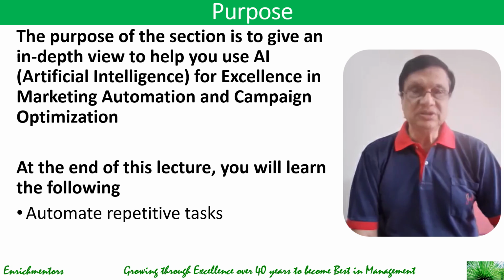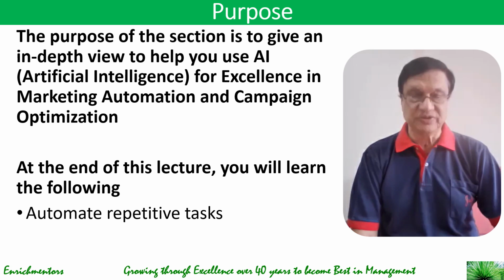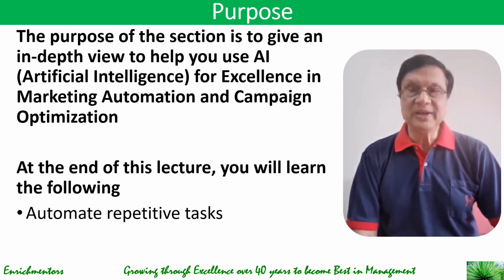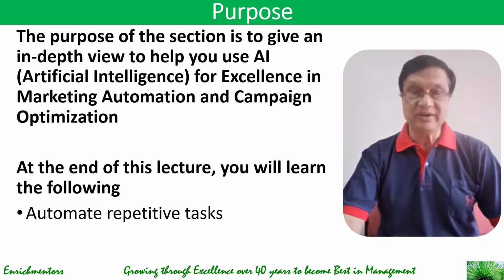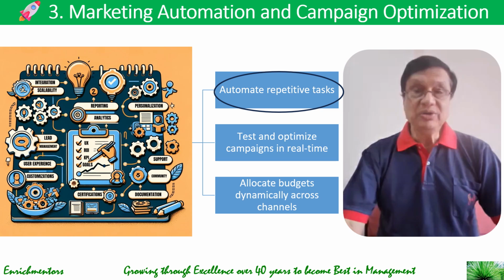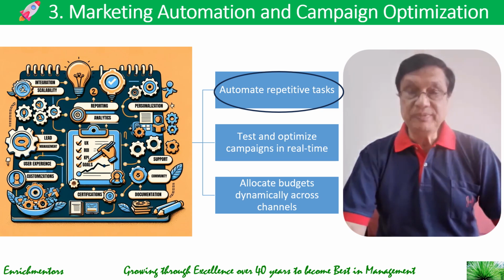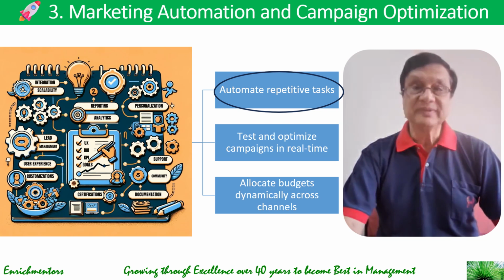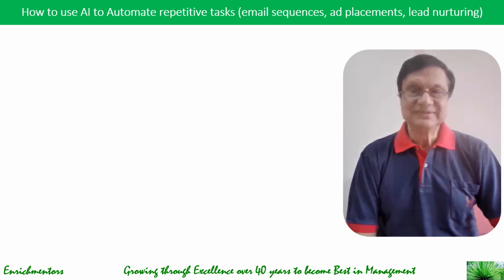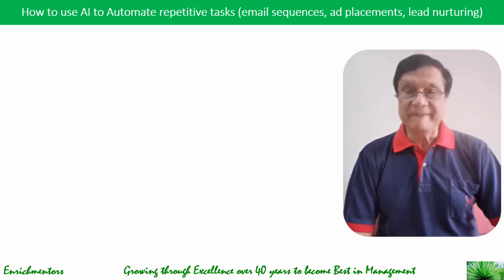So, in this section, we will give you some good ideas of how to use AI for excellence in marketing automation and campaign optimization. And we will begin by talking about how to automate repetitive tasks, right? So, how do you think AI can help you automate repetitive tasks like email sequencing, ad placements, and lead nurturing? Any thoughts on that? So, that's a great question again.